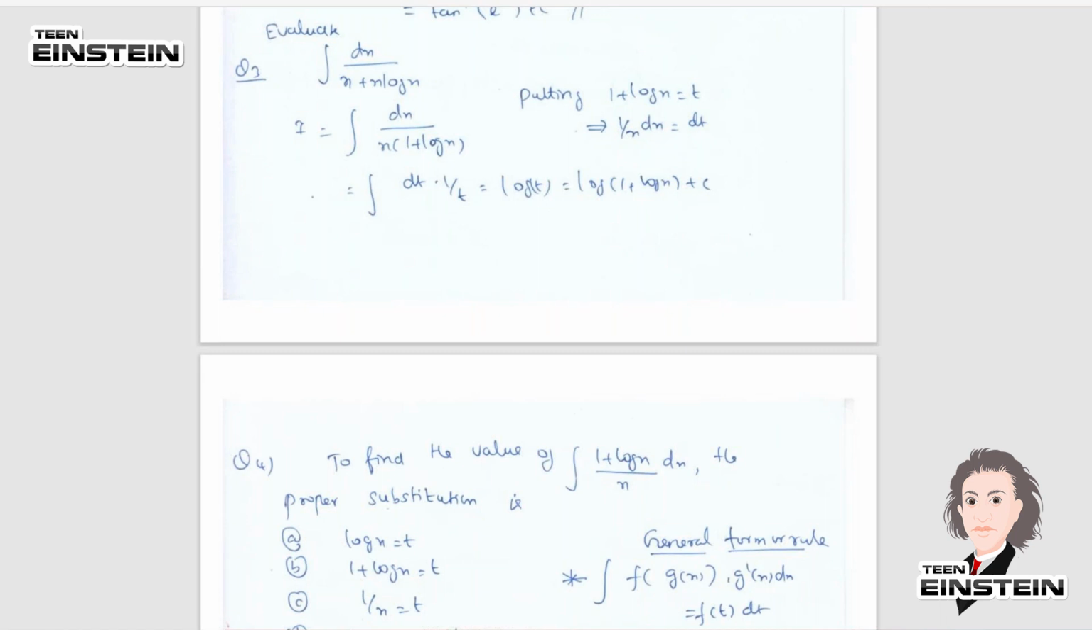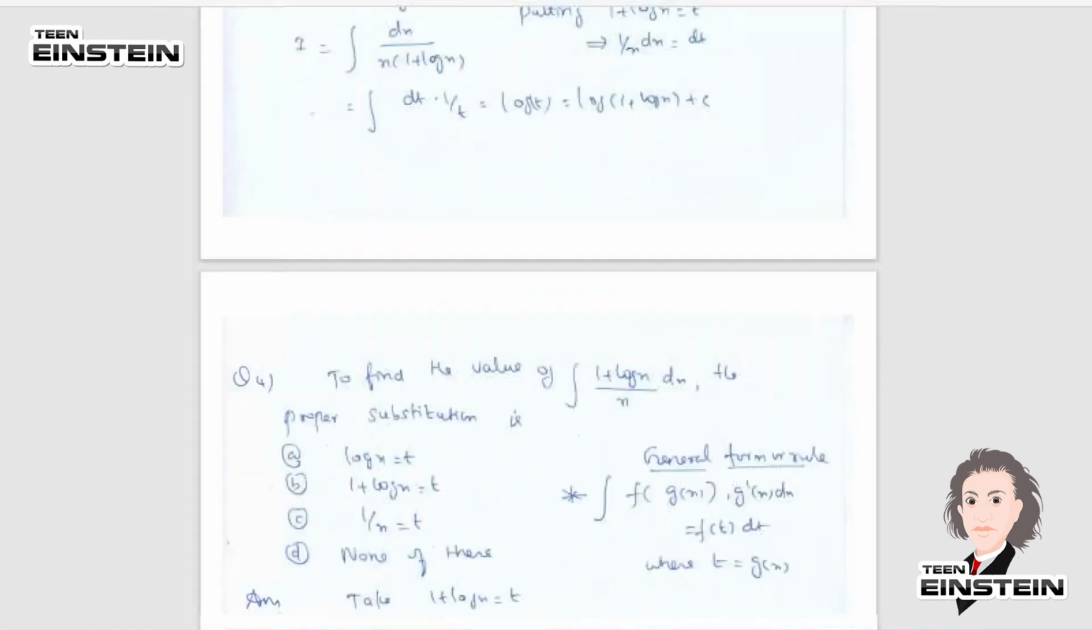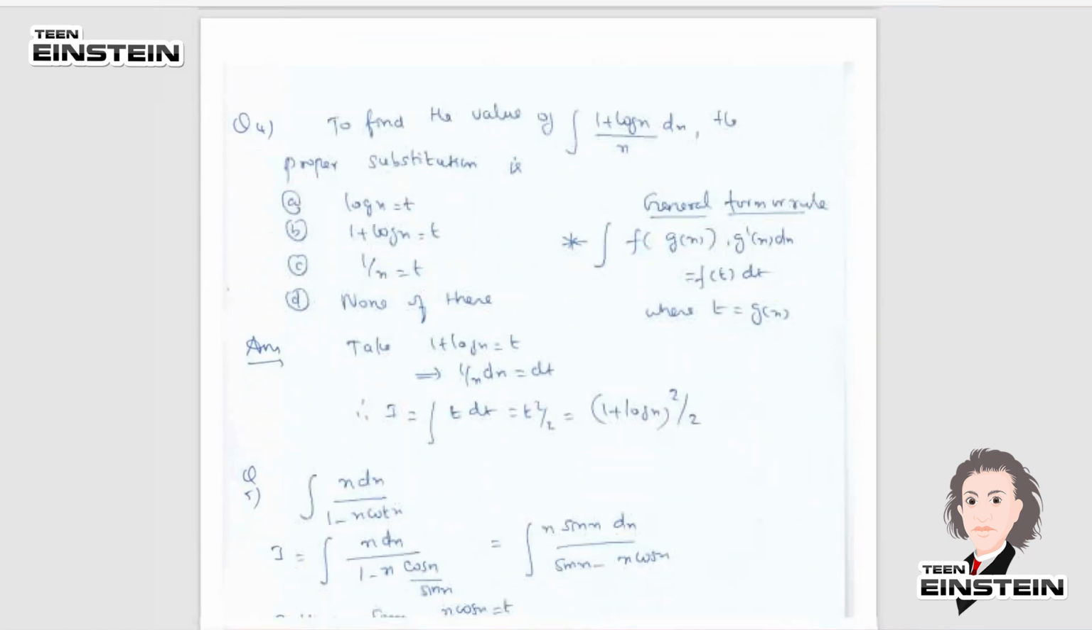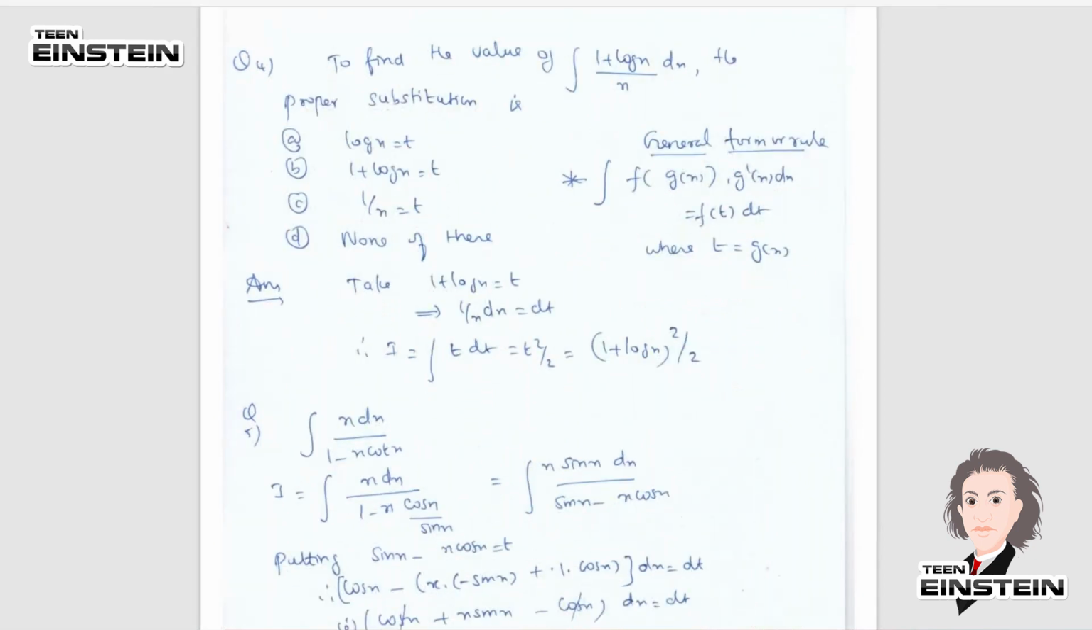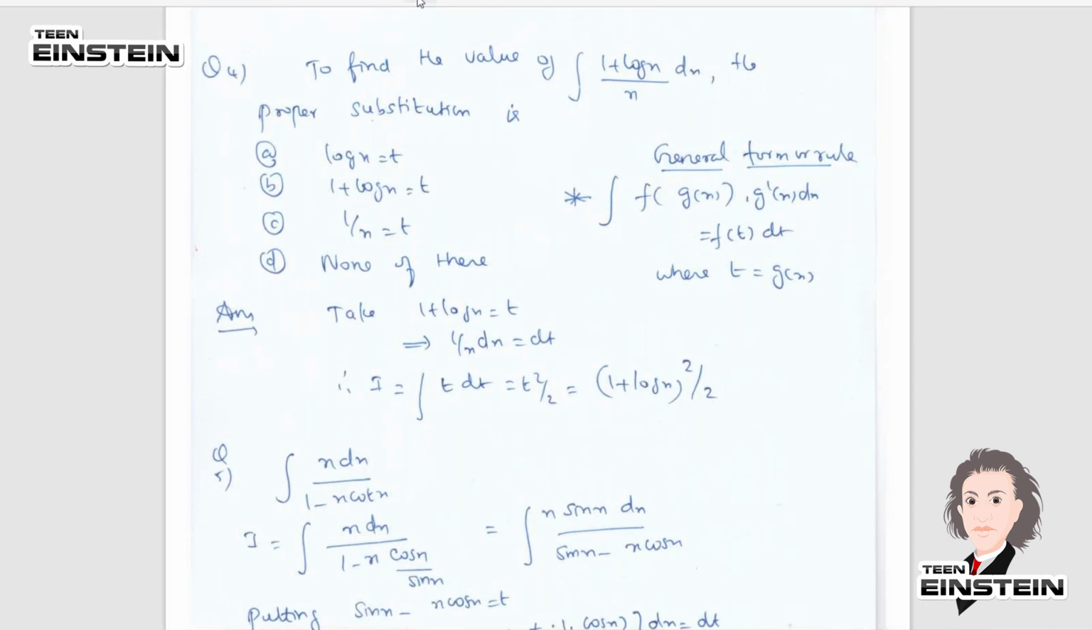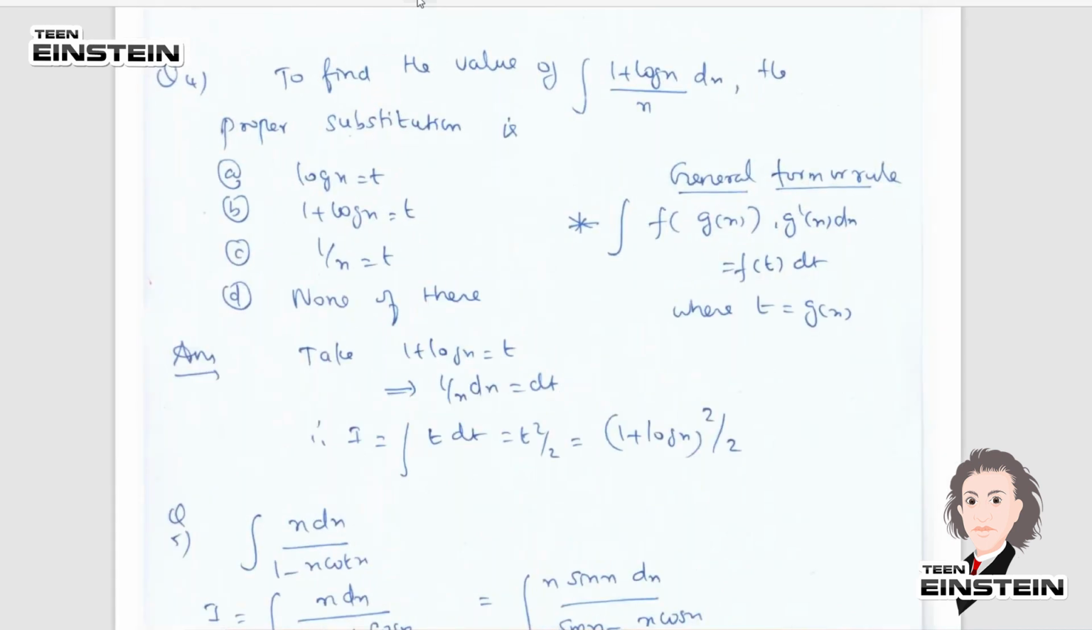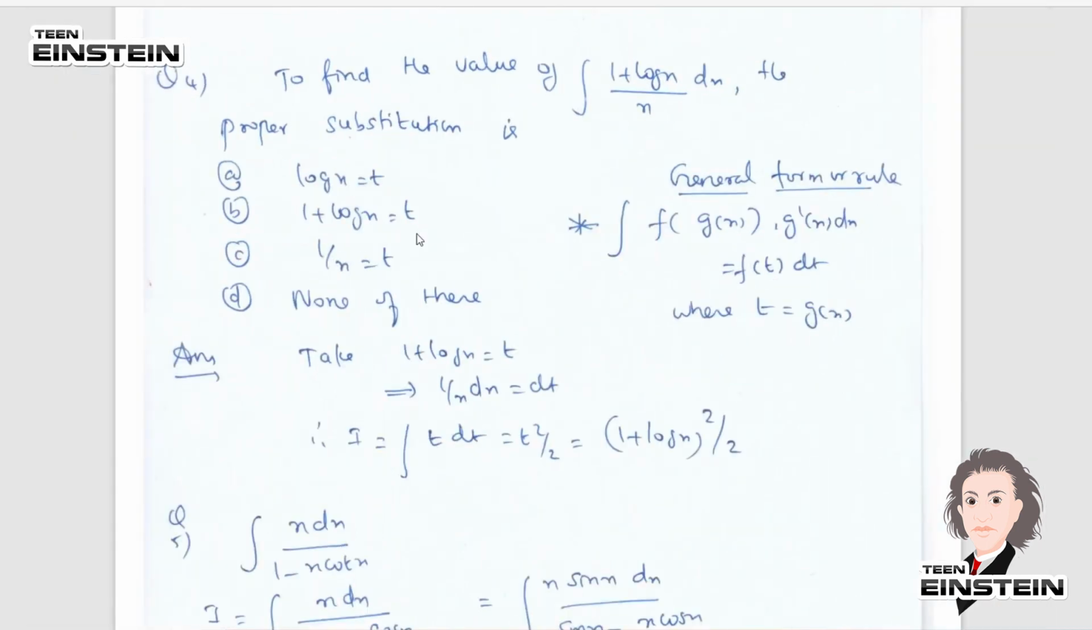See the next question. To find the value of the integral of (1 plus log x) upon x dx, what is the proper substitution here? There are 4 options given here. First option is log x is equal to t. Second option is 1 plus log x is equal to t. Third option is 1 by x is equal to t. And fourth one is none of these. How can we solve this?